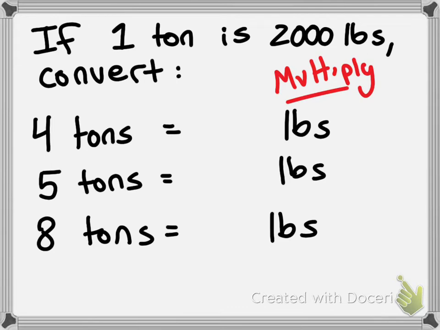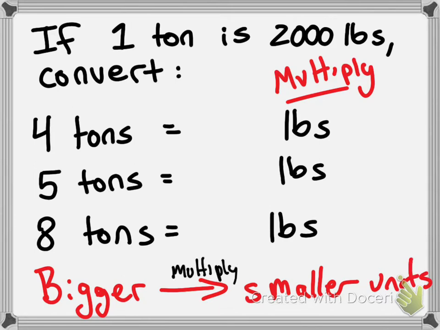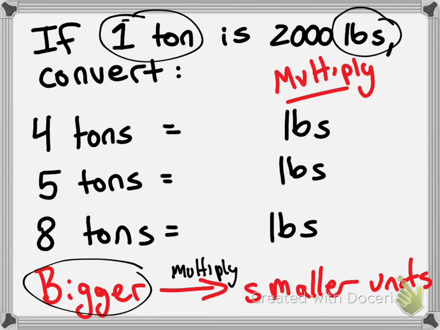multiply. So just before we know, to get from bigger to smaller, I know this sounds weird, but to get from bigger to smaller units, what we do is we multiply. So for example, to get from a ton to pounds, the ton is bigger, pounds are smaller, so we multiply.